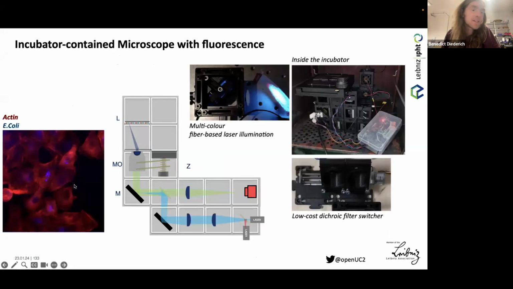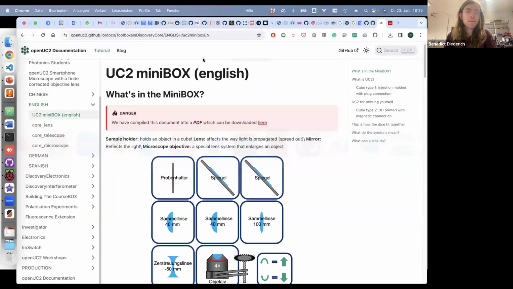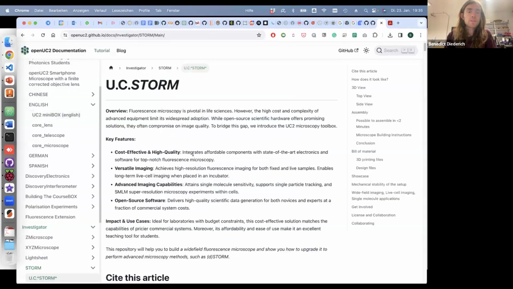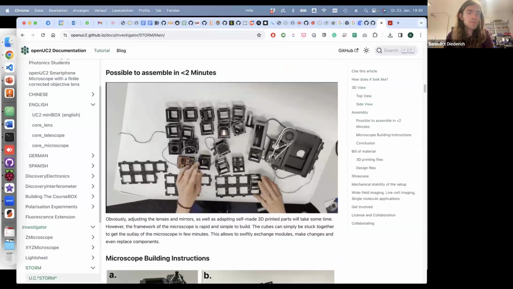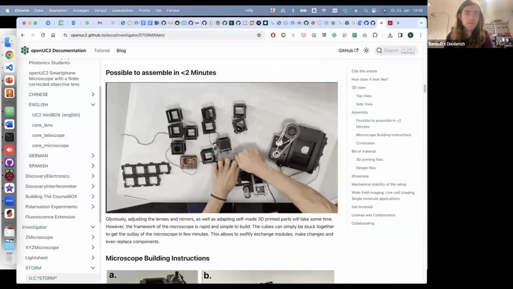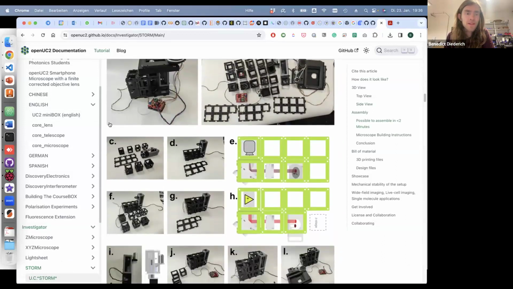You can add lasers, then you can, for example, observe fluorescently labeled bacteria in cells and put that in incubators. And you can also do STORM on a typical microscope. This is already relatively old data, so you can go back to the website, use the search engine, and add STORM. Then you see more in-depth documentation on how to build the STORM system that's, I think, almost published in eLife, with relatively low effort. If you have all the cubes, it's a matter of 2 minutes to put all that together.